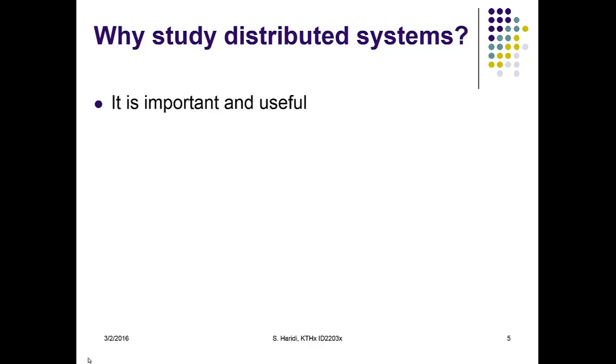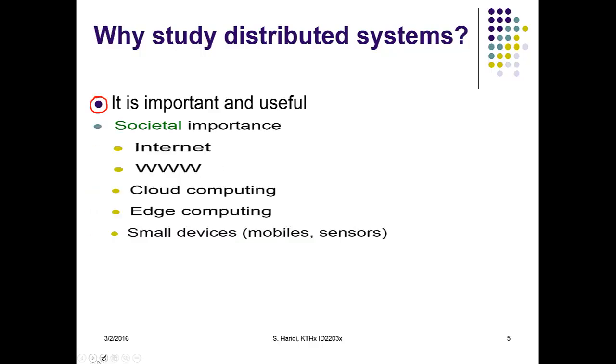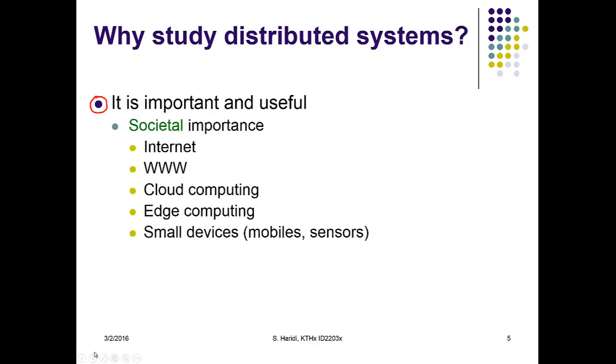So why do we study distributed systems? It is important and useful. In fact, distributed systems are everywhere nowadays. The Internet is a distributed system. The World Wide Web is a distributed system. Cloud computing, a set of data centers, is a distributed system, and computing on the edge of the network using small devices and sensors is also a distributed system.